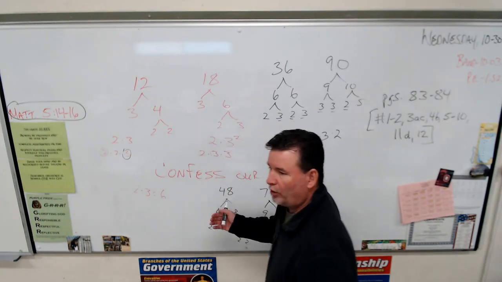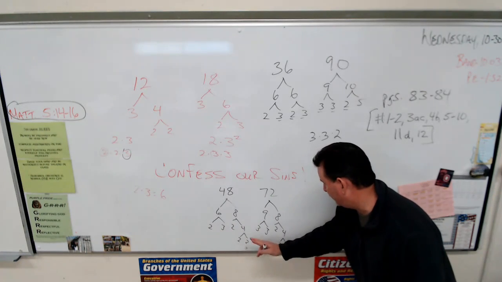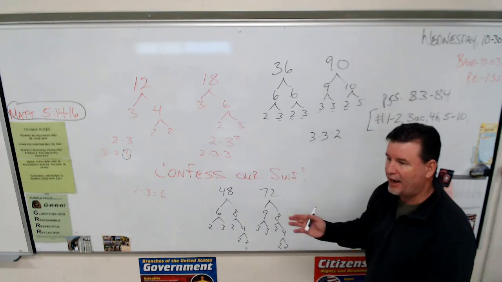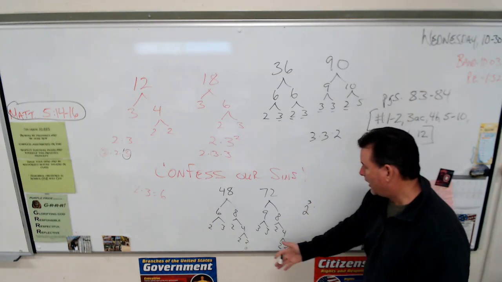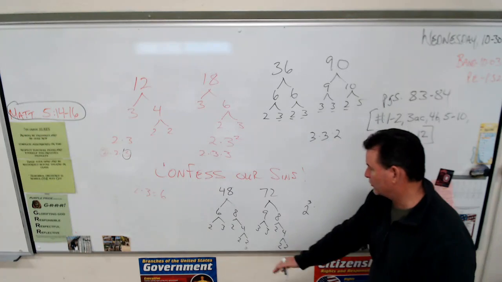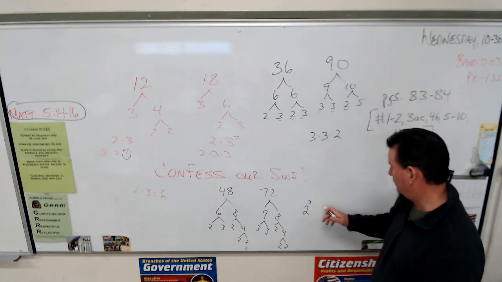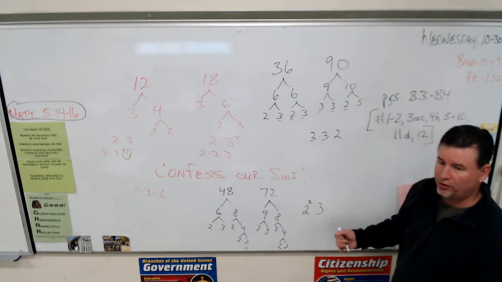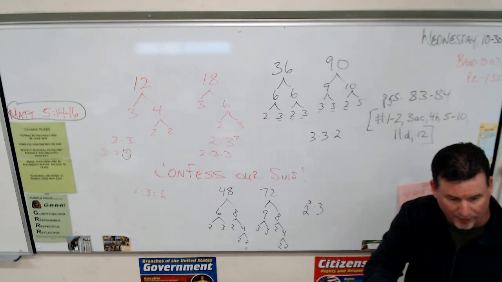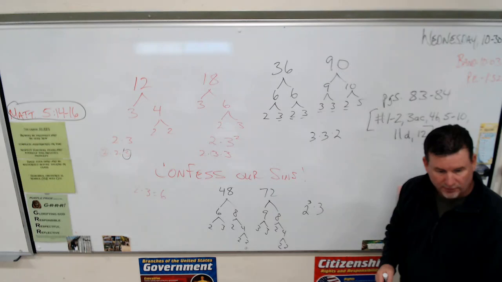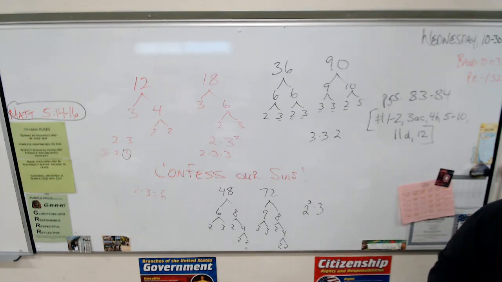How many 2s do they share? 3. 1, 2, 3. How many 2s can I use? 3. How many 3s do they share? 1. There's 1 3 there. There's 2 3s here. They only share 1. What's 2 cubed? What's 2 times 2 times 2? 8. What's 8 times 3? 24. What did we say the GCF was? 24.